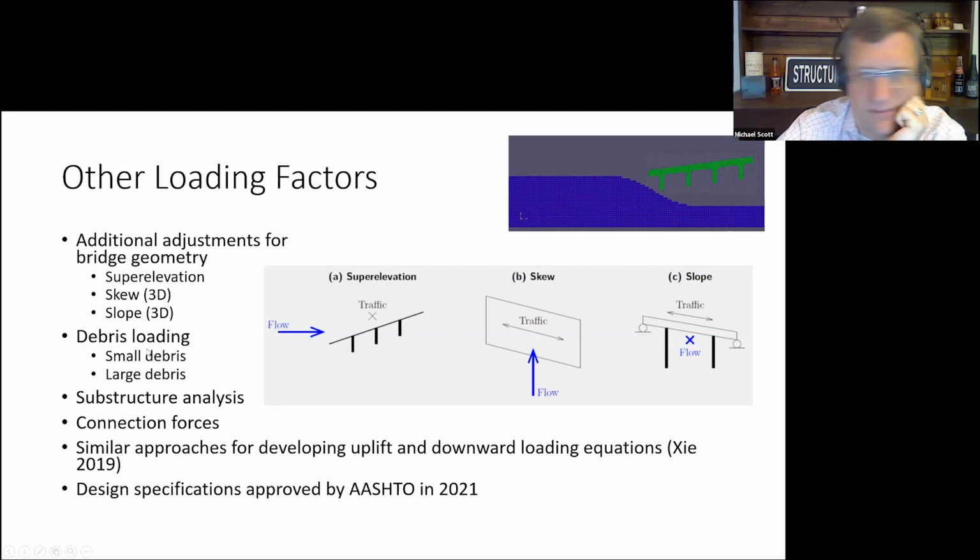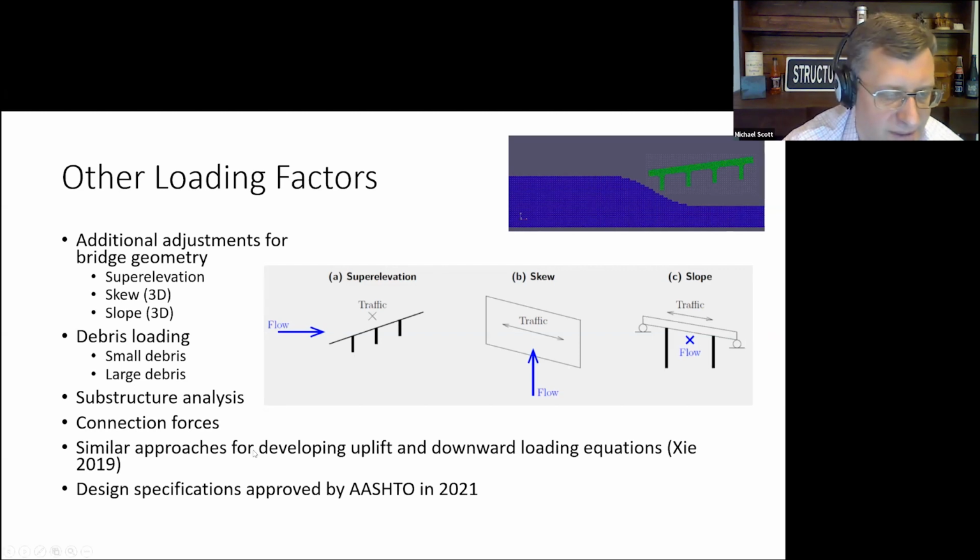All right, what I showed was a very easy case of clean water on basically straight bridges, which is not reality, but it gives us a good starting point. And then a very important aspect, of course, is the substructure analysis, like with scour, and just general loss of stability for the bridge piers, or whatever is the connection to the foundation. Okay, but the initial design specifications for superstructure loads was approved by AASHTO in 2021.